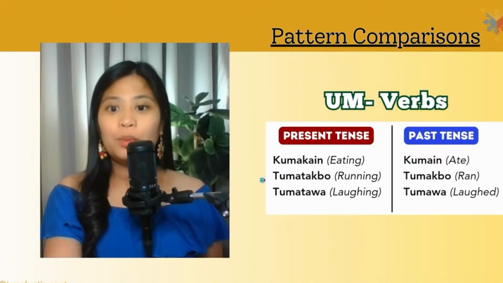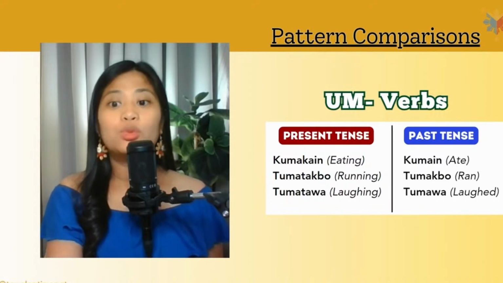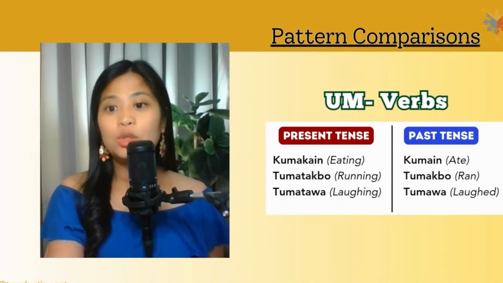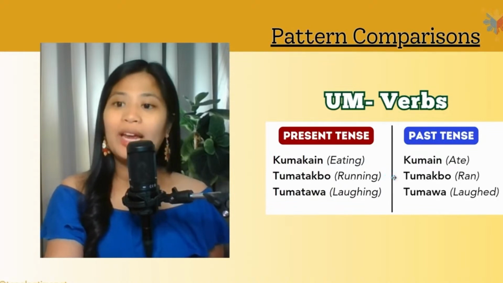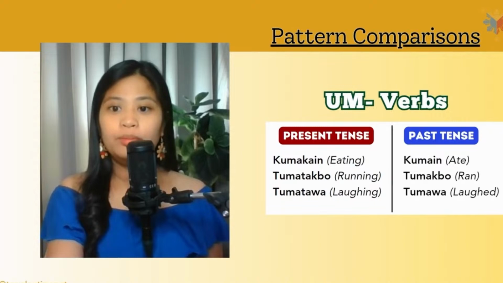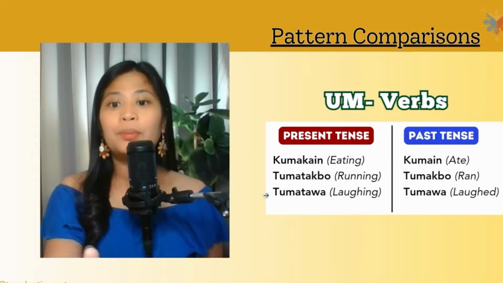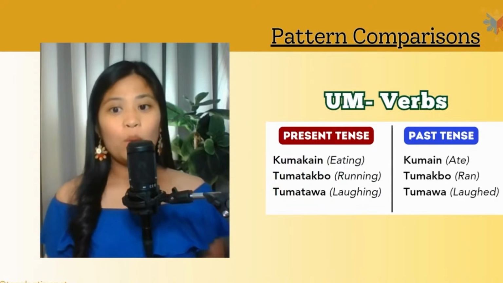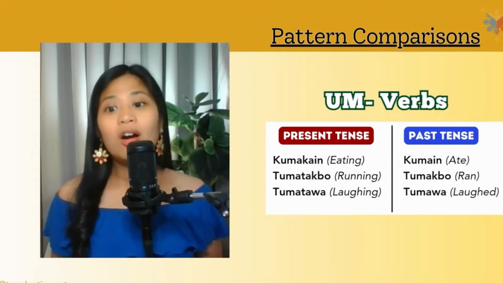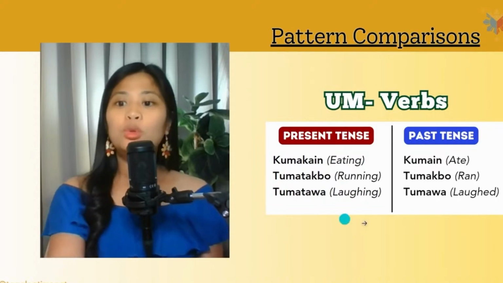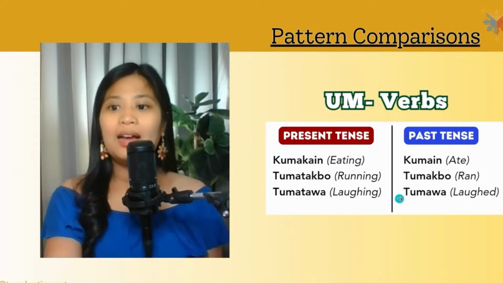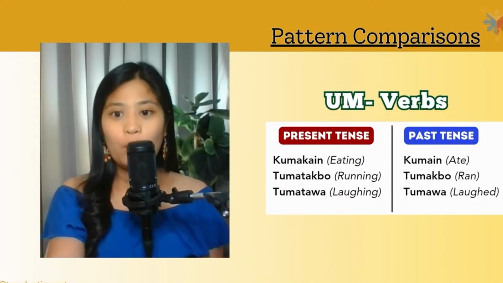For the word takbo, in the present tense, it's tumatakbo. That means running. Tumatakbo siya. He is running. In the past tense, it's tumakbo. He ran. Then for the word tawa, which means to laugh, in the present tense, it's tumatawa. Tumatawa sila. They are laughing. In the past tense, it's tumawa. Tumawa sila. They laughed.